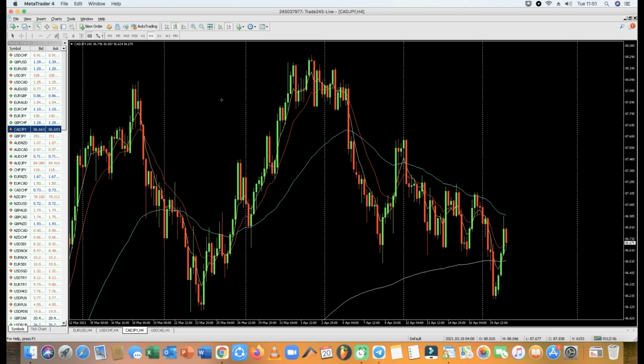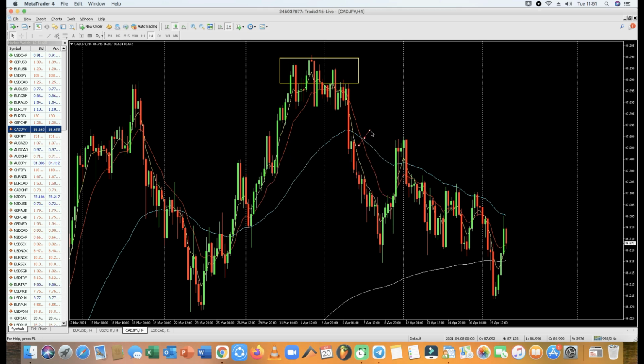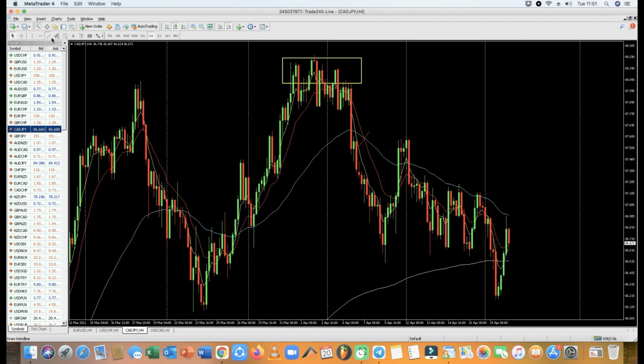A nice peak formation right here. After the peak formation, what did we have? We had a 1350 crossover. Sorry about that, guys. What does a 1350 crossover mean? It basically means that this peak formation here has been locked. After that, what happened? We had a drop.